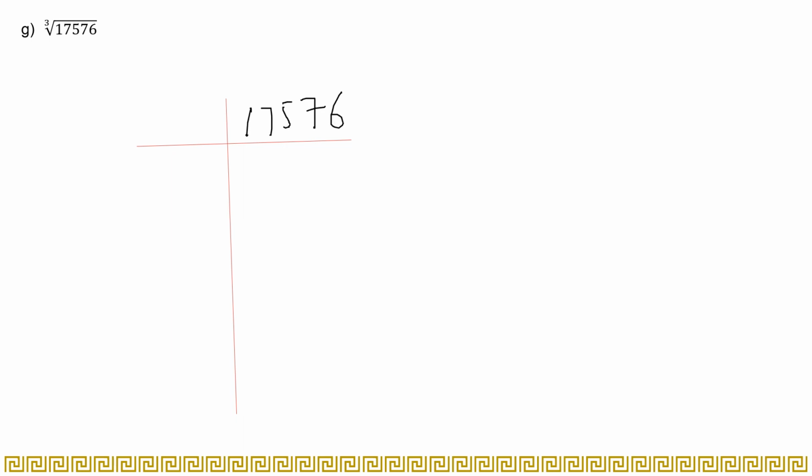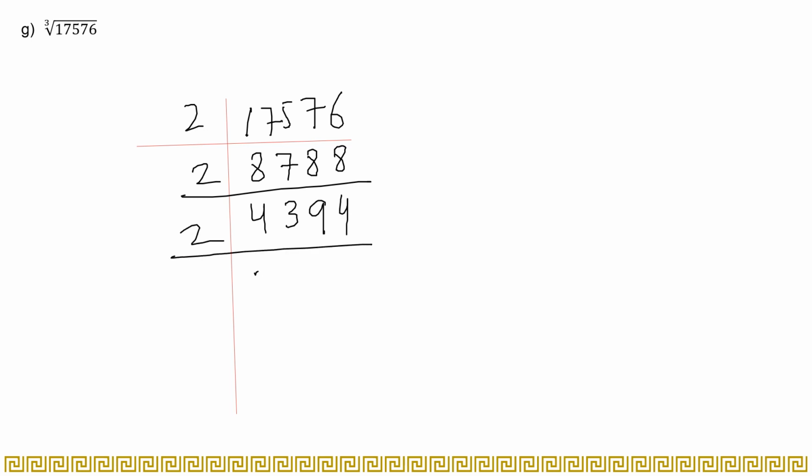17576. Again, we will do it the same way. 2 8s are 16, 2 7s are 14, 2 8s are 16, 2 8s are 16, 2 4s are 8, 2 3s are 6, 2 9s are 18, 2 4s are 8, 2 2s are 4, 2 1s are 2, 2 9s are 18, 2 7s are 14.